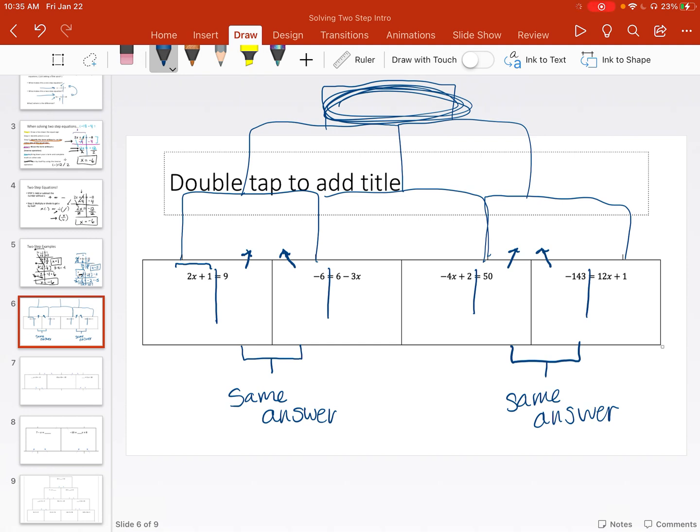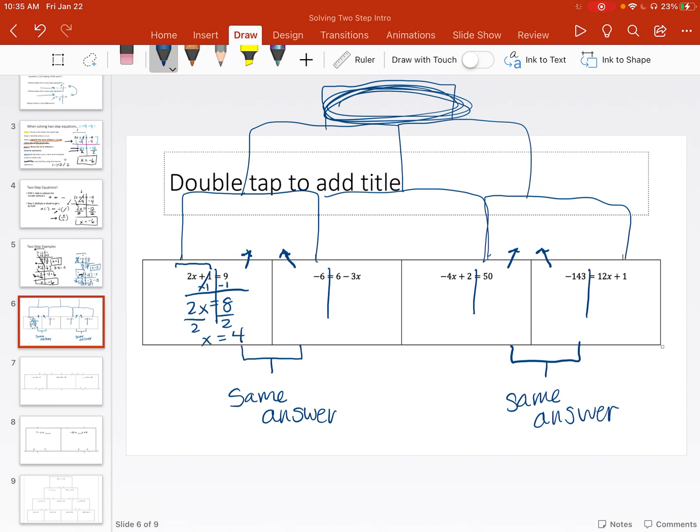All right, so we have 2x plus 1. Again, our x is on our left side. We need to add or subtract the number not with x, so that's plus 1. I'm going to subtract 1 from both sides. I have 2x, so those cancel, equals 9 minus 1 is 8. Divided by 2 on both sides, x equals 4.